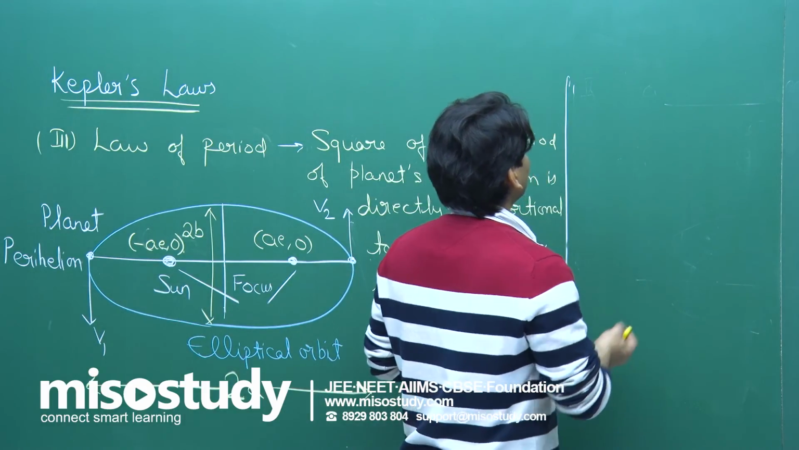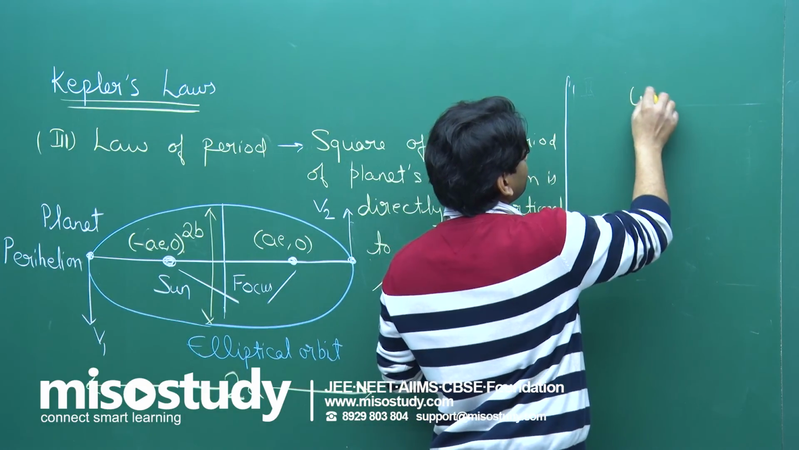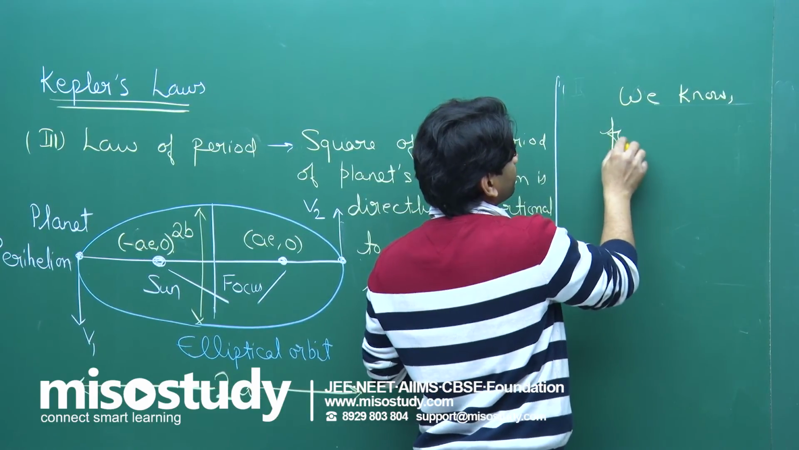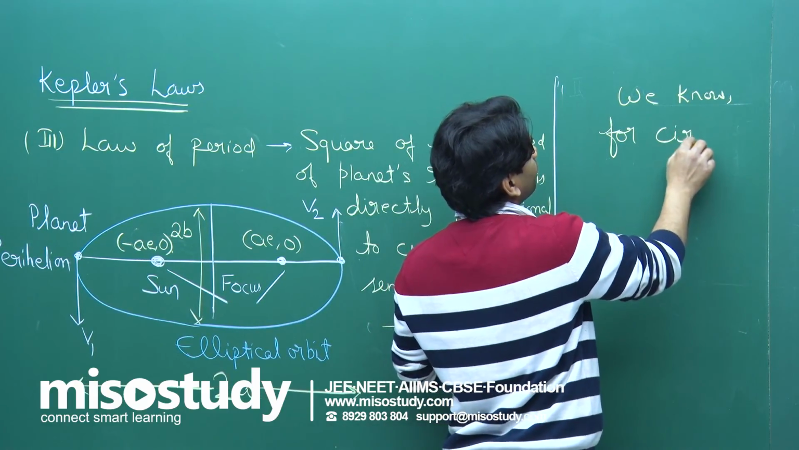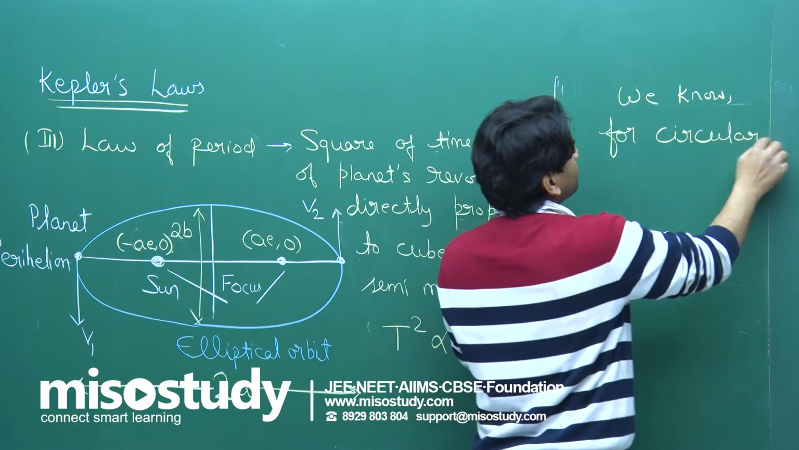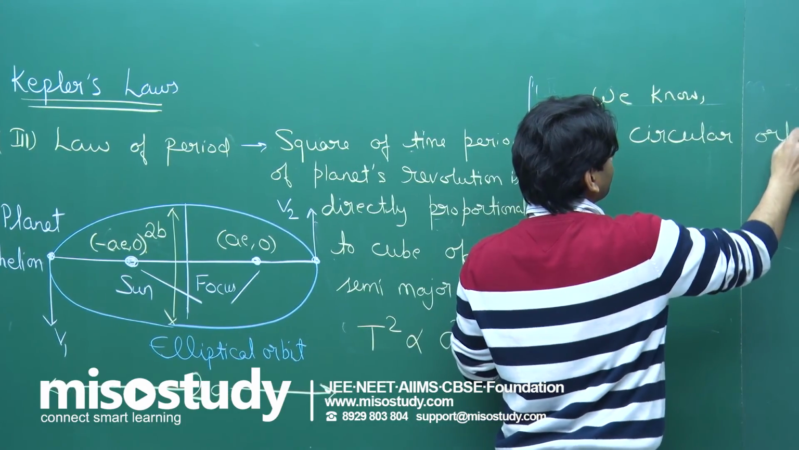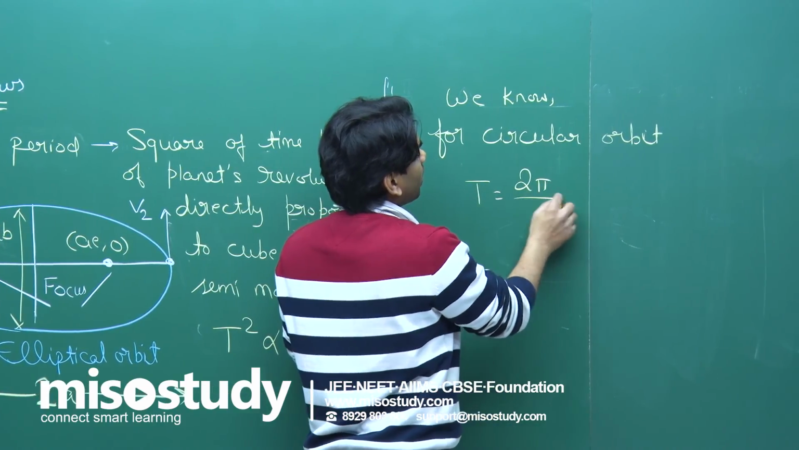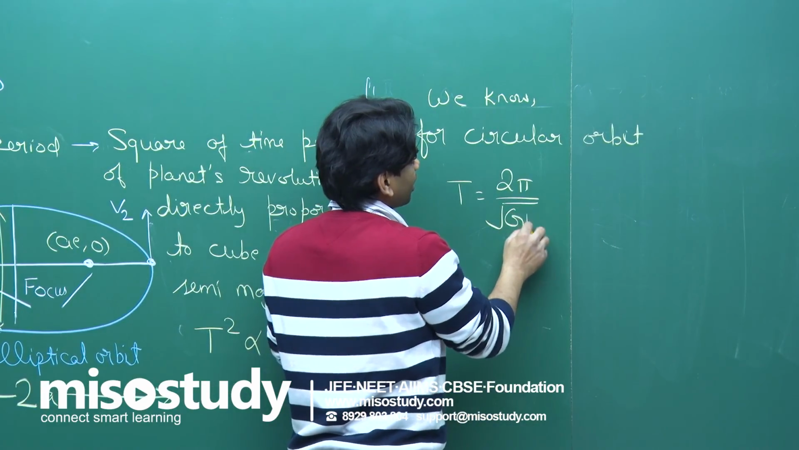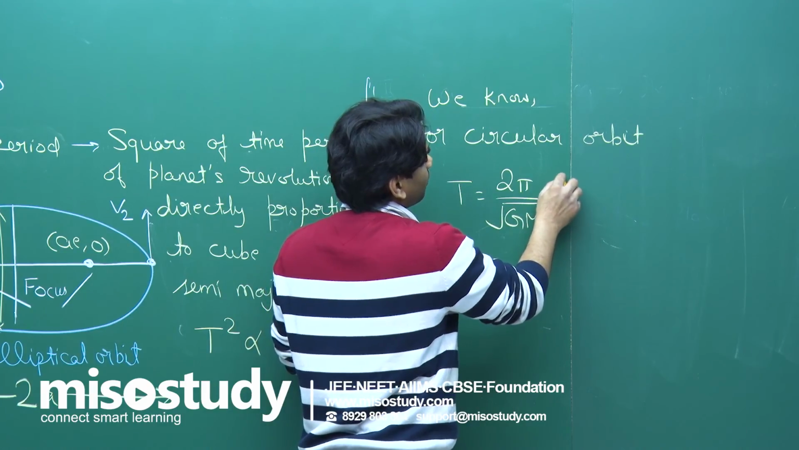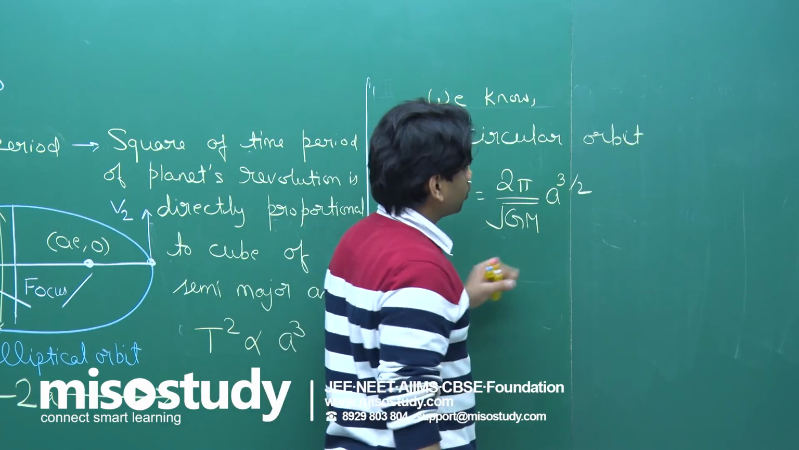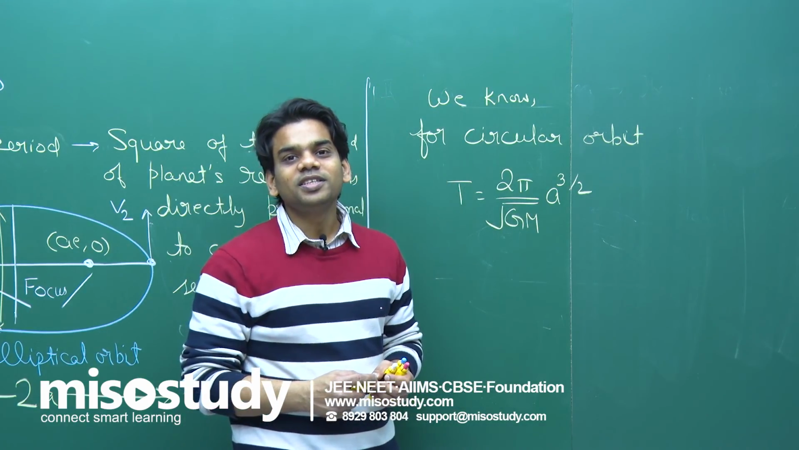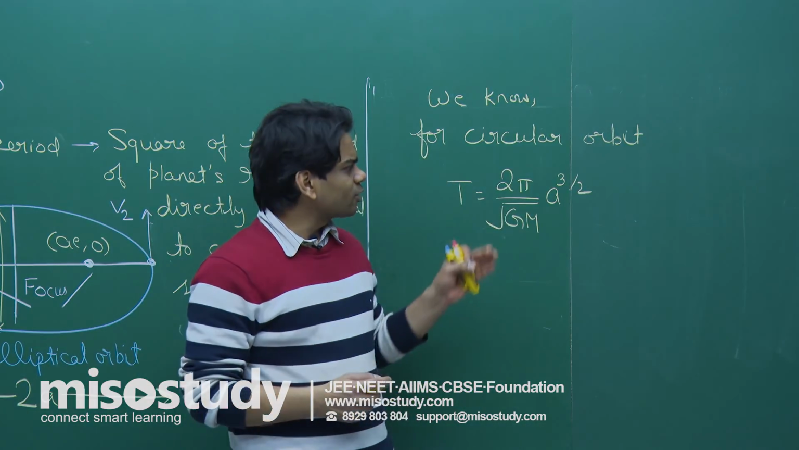So if I try to prove it, we already know, for a circular orbit, we have already derived this, we have already proved it. For a circular orbit, T was given as 2 pi by under root GM and A to the power 3 by 2. This is what we have shown already, where A is the radius of the circle, the circular path.